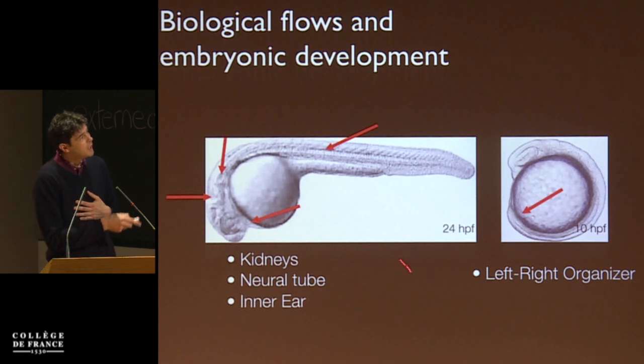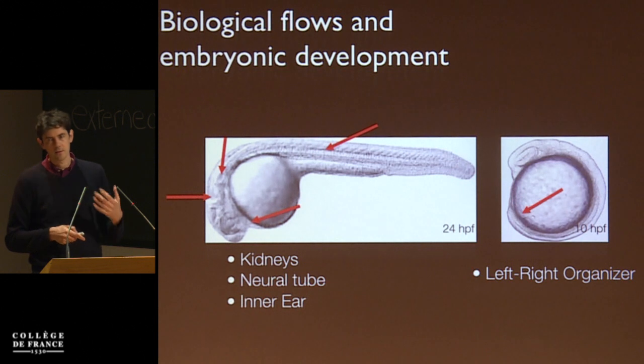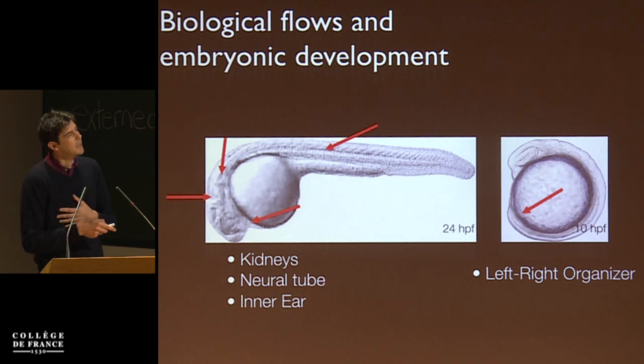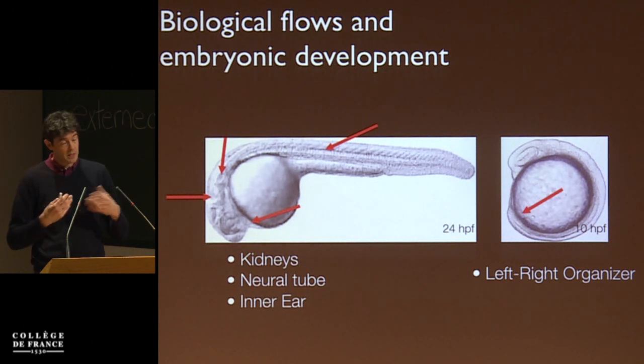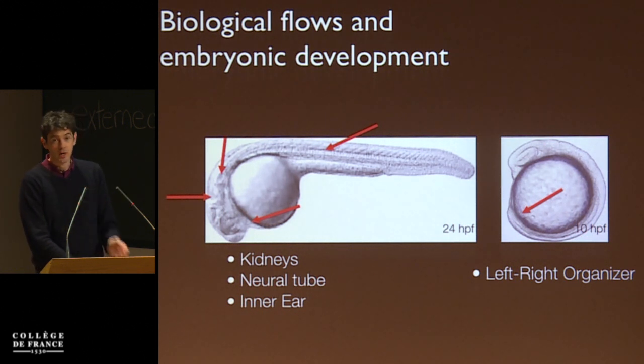In particular, early on in the embryo, an axis of asymmetry is generated within a structure called the left-right organizer. This is a transient structure that appears early on in the tail of the embryo. This is the head. A flow is generated, and this flow is going to set the asymmetry of organ positioning. I'm going to talk about this today.